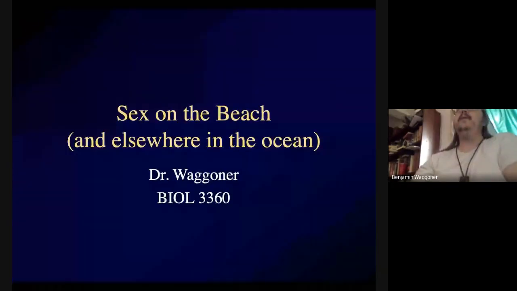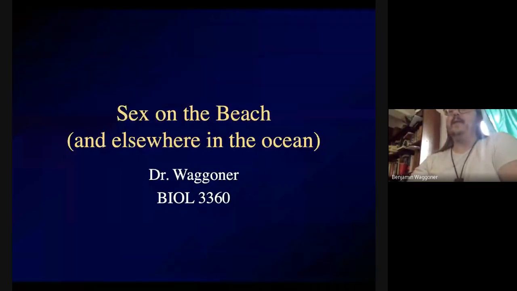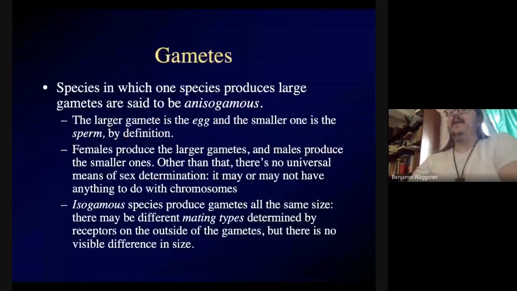talking about how sexual reproduction works, and in some ways, it can be quite different when you're living completely surrounded by water. And it starts by looking at the cells that organisms use to do it with. That's gametes. This is, of course, egg and sperm, or at least it is in species in which one species produces large gametes and the other one produces smaller ones.